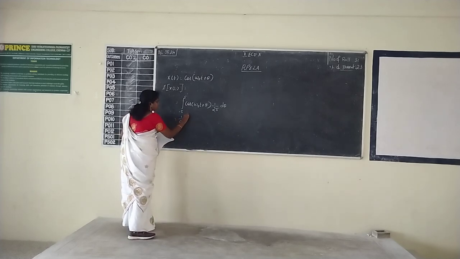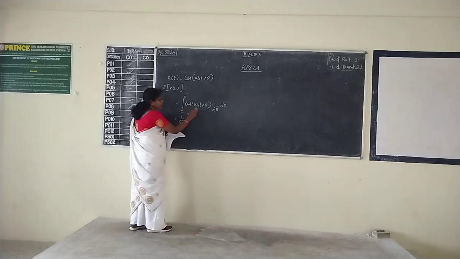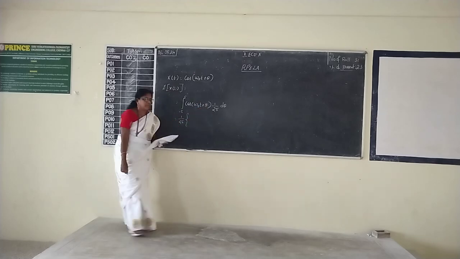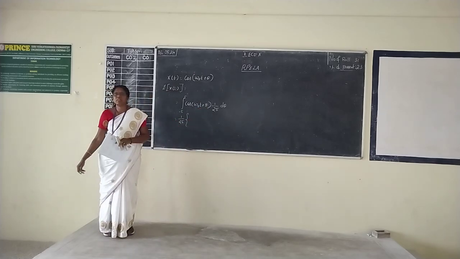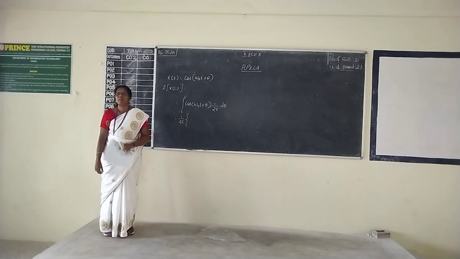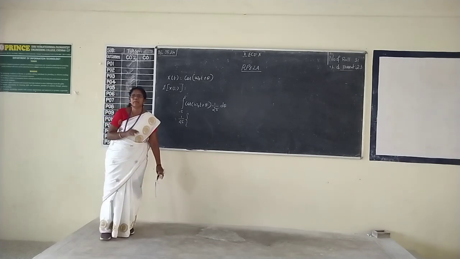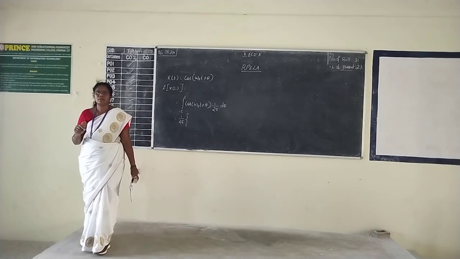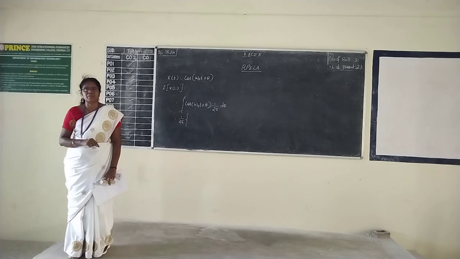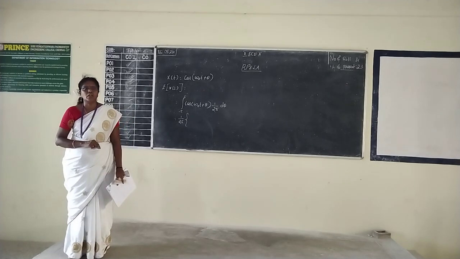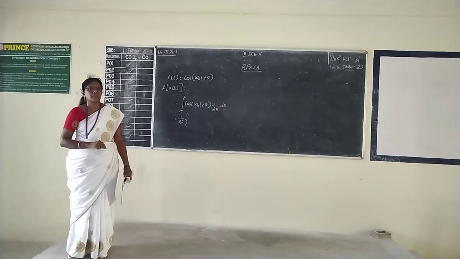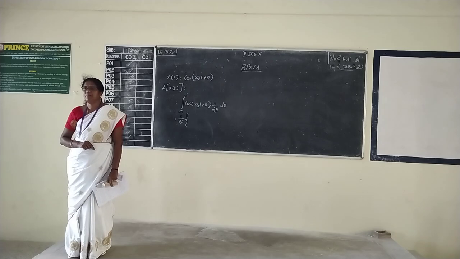We are going to integrate with respect to theta. What happened to omega naught t? Omega was a constant. t is a variable here. In the math problem we solve it using the cos a plus b formula. What is cos a plus b?